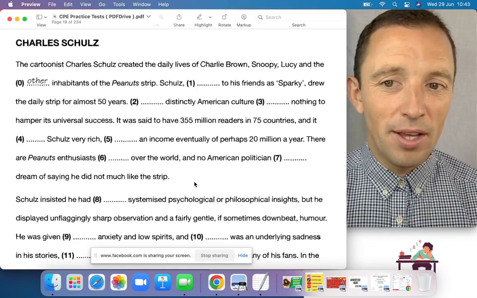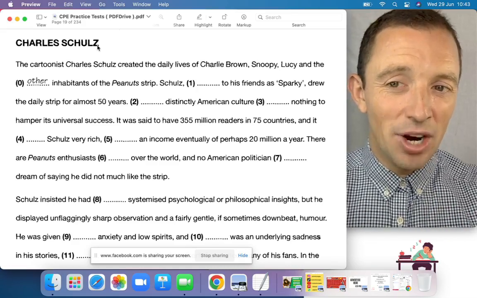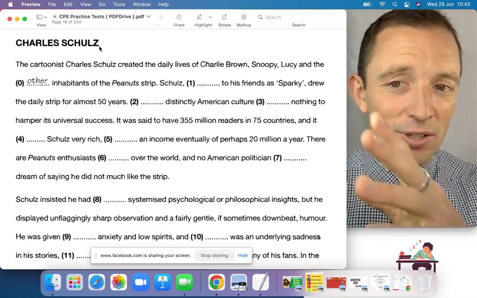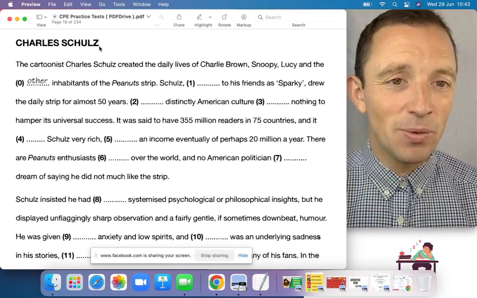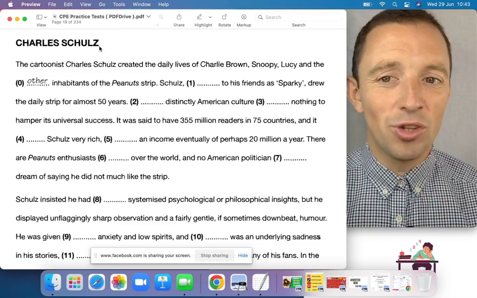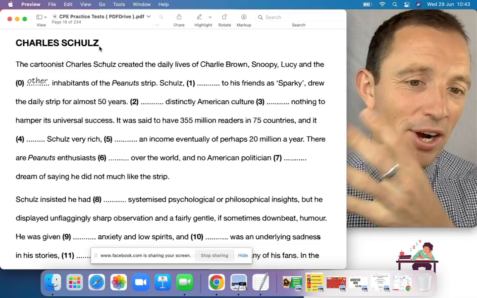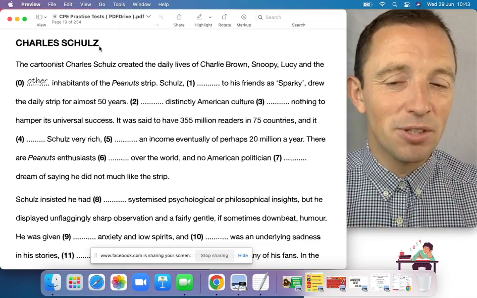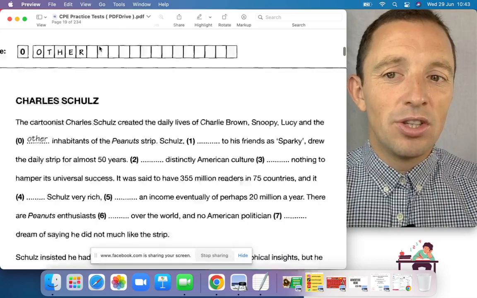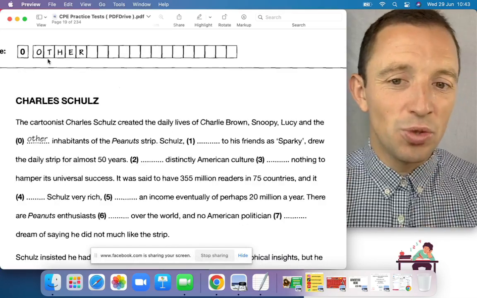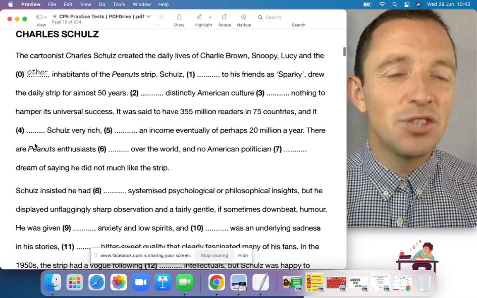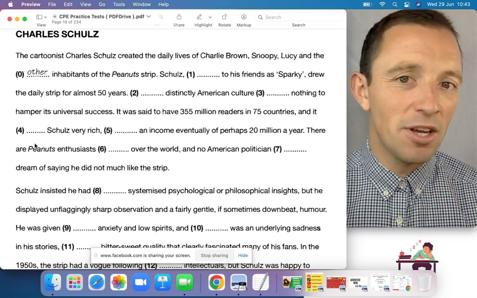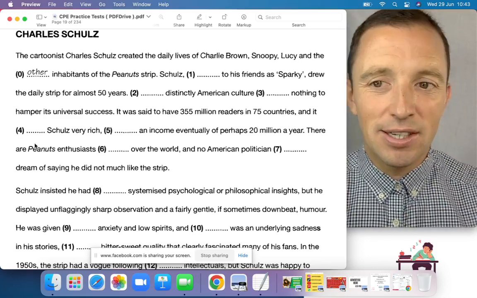So Schultz, I think, is a German name, but I had a friend also in America with this name as well. So Charles Schultz, I think, is the pronunciation, and we will learn about this person here. The first option is other. So 0 is other, we can see. And let's read in total first before we try the exercise.